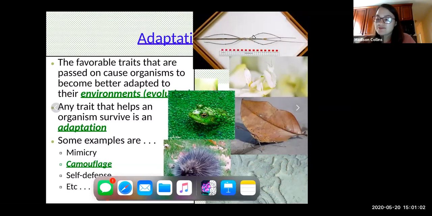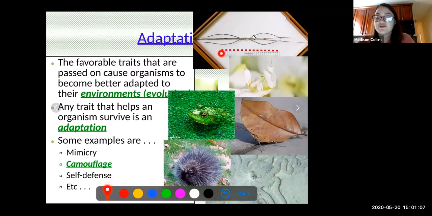Okay, some other examples. Oh, and here's an example of mimicry as well. So this is a type of bug that looks exactly like a stick or a twig. So it mimics that, it looks like a twig, and so predators don't notice it and leave it alone because they just think it's another twig on a bush.